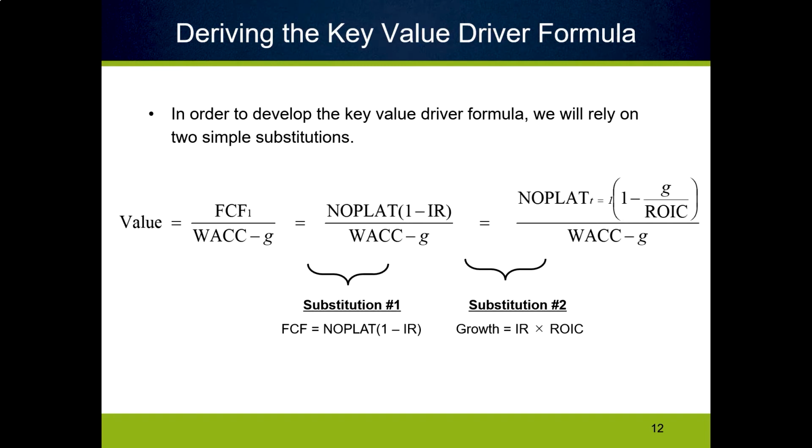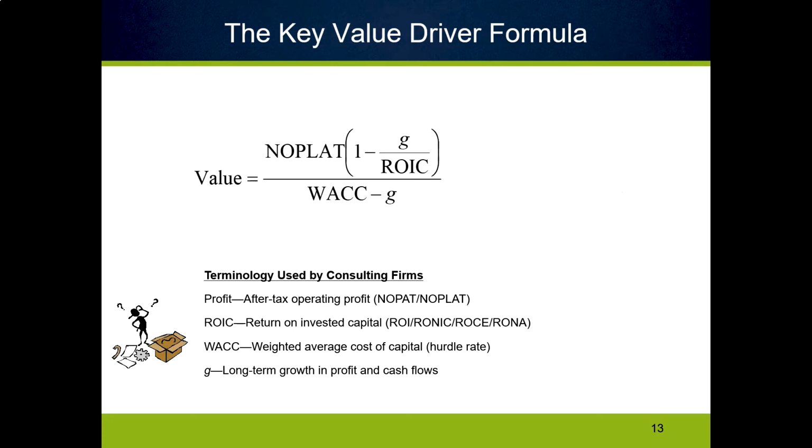So again, we stick with our main formula, but a couple of substitutions brings us to something called the key value driver formula, which is what we have here. The key value driver formula says that value is equal to operating profit, NOPLAT, times 1 minus the investment rate, which is growth divided by the return on invested capital. All of that divided by the discount rate, WACC, minus the growth rate. Okay? So this is the standard model for value.